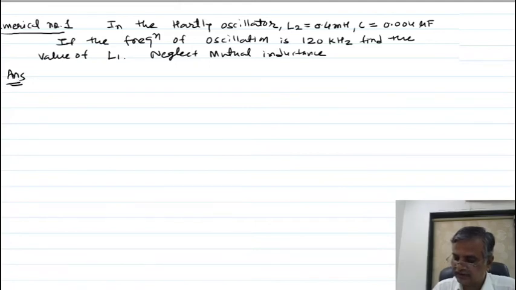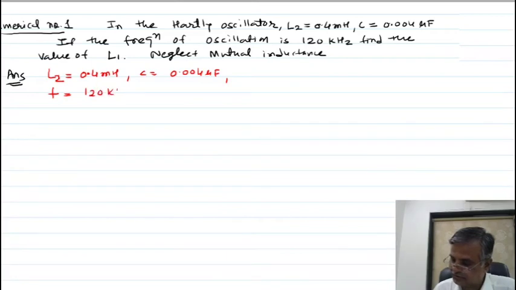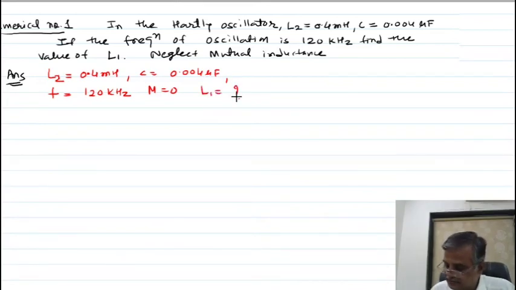So first write the data. I am writing L2 is equal to 0.4 millihenry, C is equal to 0.004 microfarad, and they have given the frequency of oscillation is 120 kilohertz. They have given mutual inductance 0. Question: find L1.